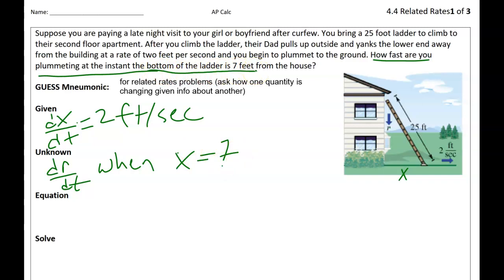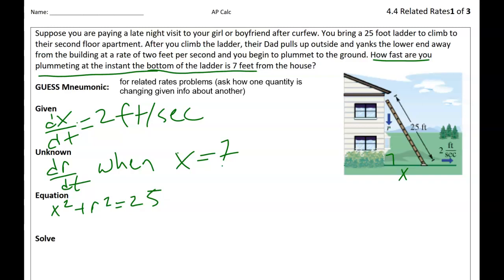And then my equation. This is often the hardest part because you have to come up with it on your own. Notice I have a right triangle here. So my equation is x squared plus r squared equals 25, because it's the Pythagorean theorem. Anytime you have a right triangle, that's a fair bet. We'll look at some other examples with different equations related to this problem in a second.